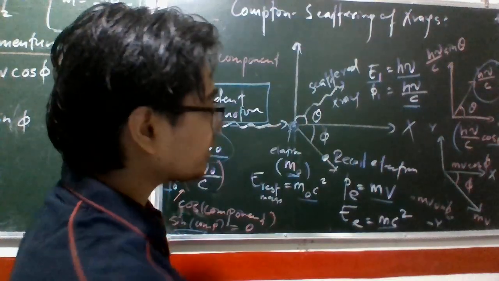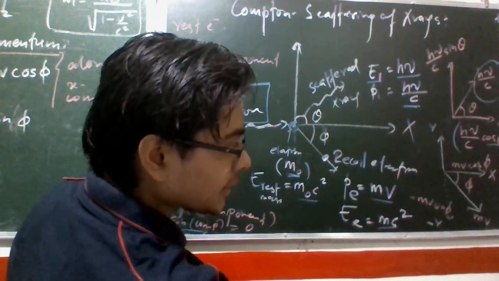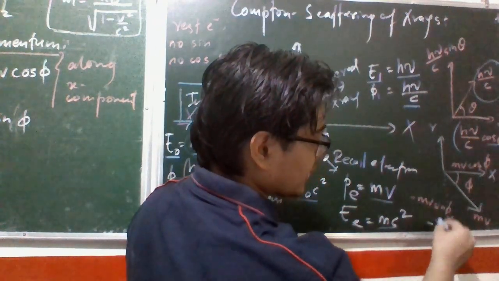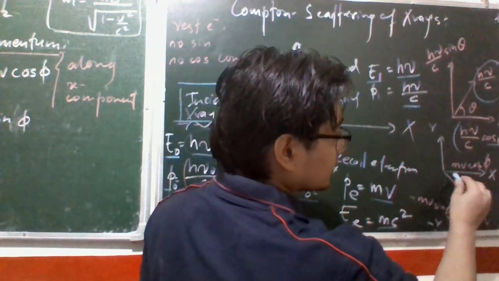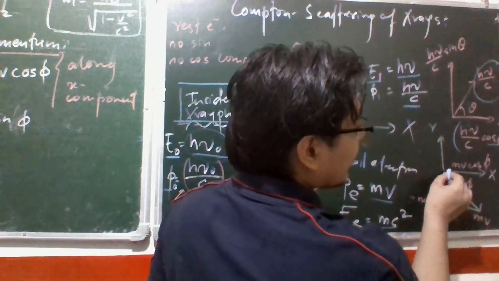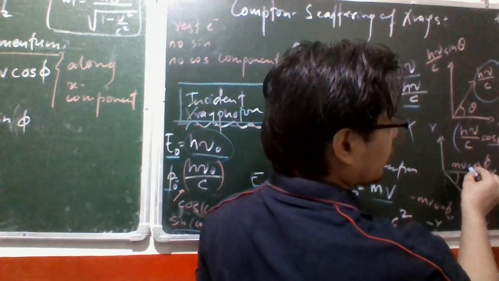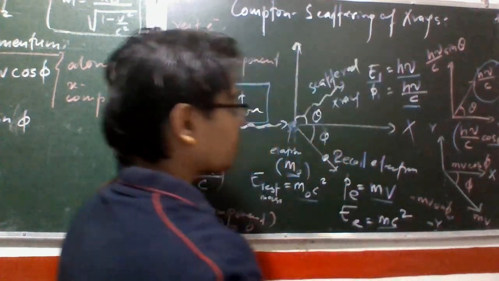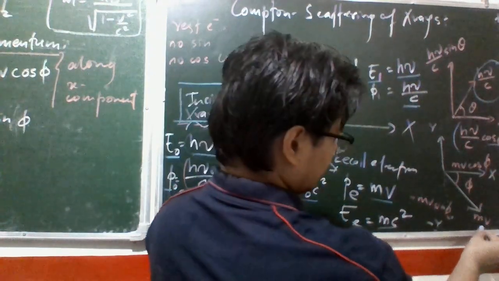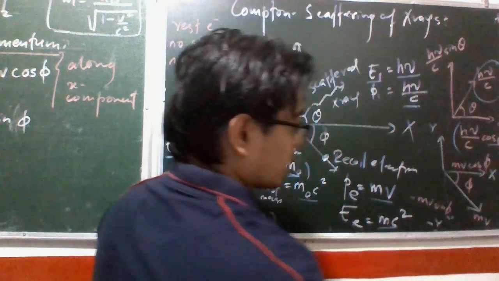Okay. Similarly, if you see for this recoil electron, it is in the negative direction. So the y-axis would be minus y-axis here. So the sine component would be minus mb sin phi, and the cos component would be mb cos phi. Okay, and if you consider the energy component, it becomes the same thing.